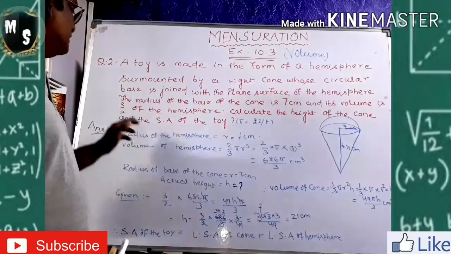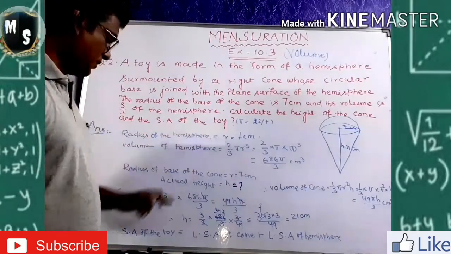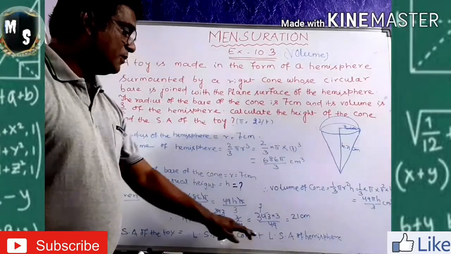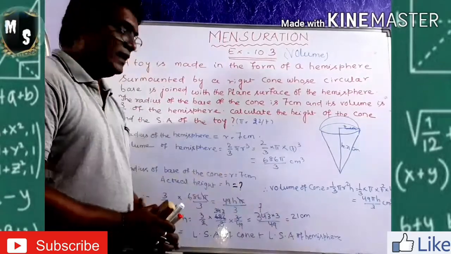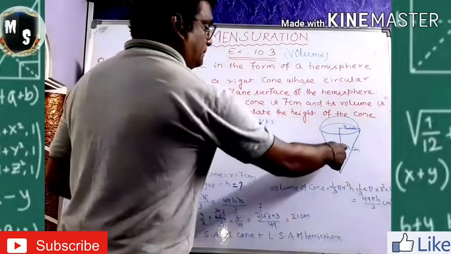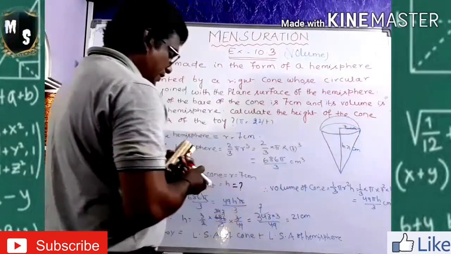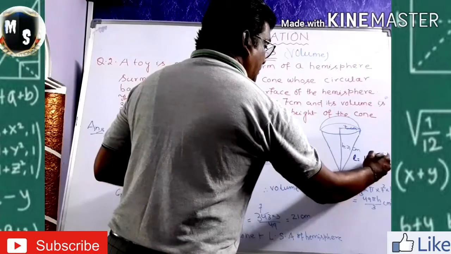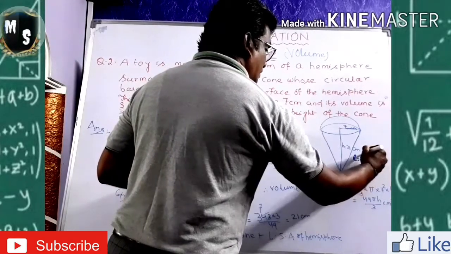He asks you then to find the surface area of the toy. So what is the surface area of the toy? It is the LSA of the cone plus the LSA of the hemisphere. For the LSA of the cone, look here, the height is coming to you as 21. Now r is 7. Then how can you find the L? L is equal to the square root of h square plus r square. You have to find it.